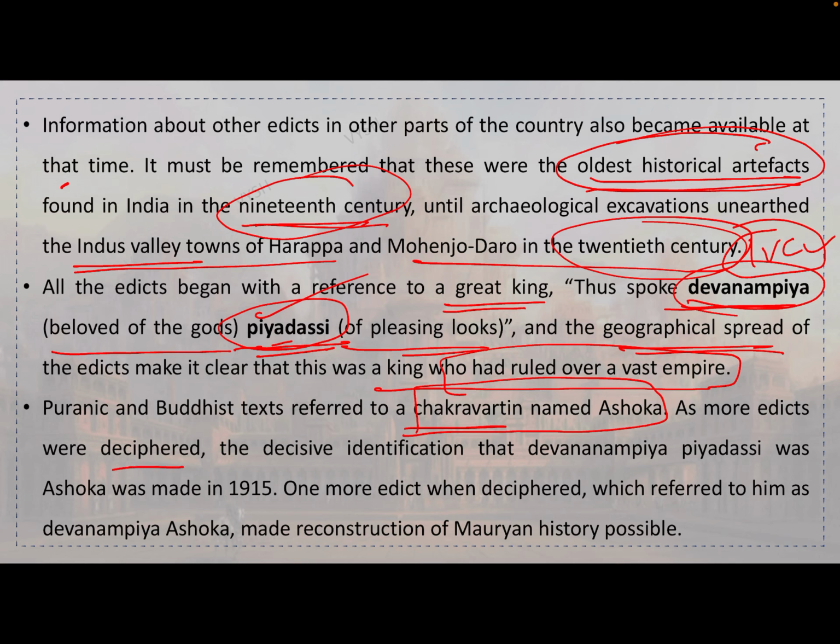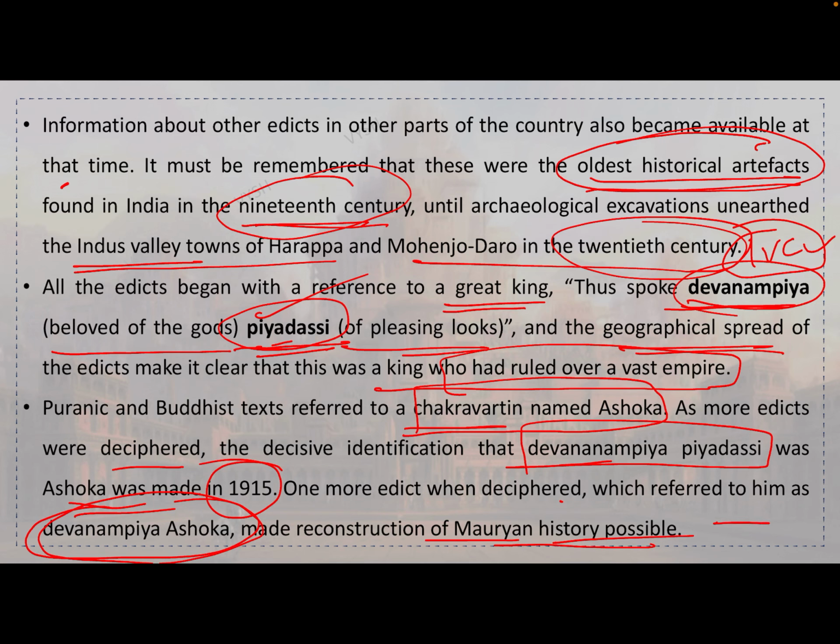As more edicts were deciphered, the decisive identification that Devanampiya Piyadasi was Asoka was made in 1915. One more edict was deciphered which referred to him as Devanampiya Ashoka. That is how the reconstruction of Mauryan history became possible.